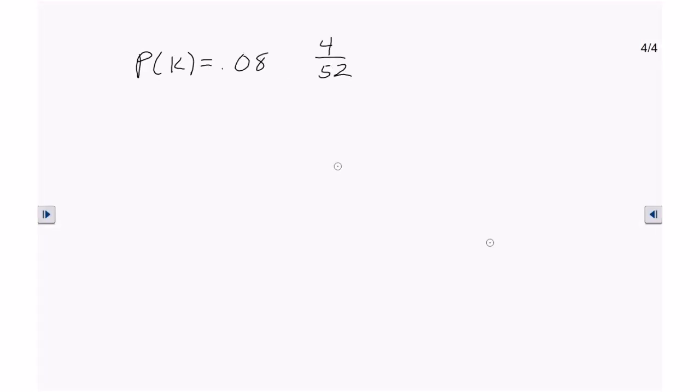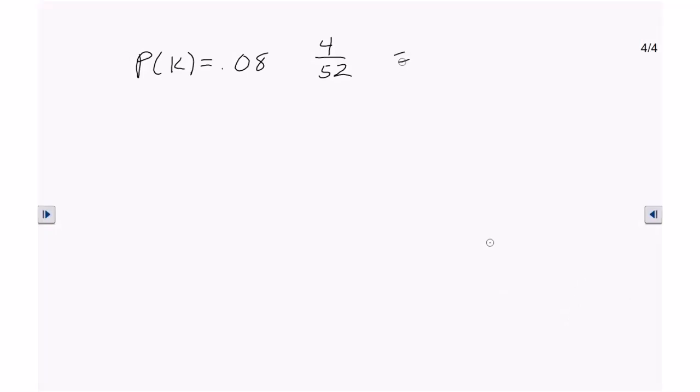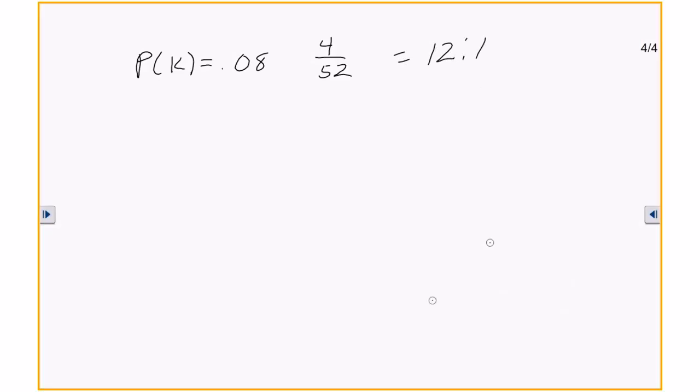So the probability is going to be the same. What do we say it was? What was the odds against on the ace? 12 to 1, thank you. So it's 12 to 1, so it's going to be the same as the ace. The $500 bet is going to be $6,000, so that's going to be the same.